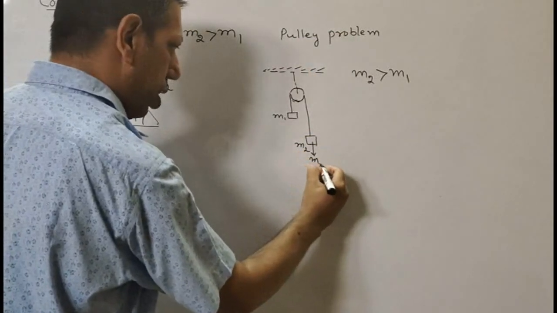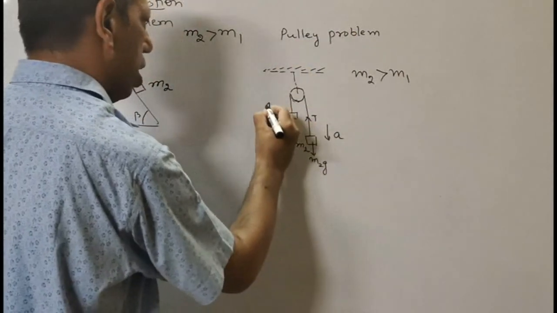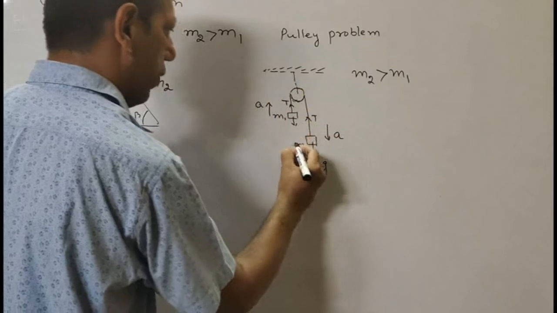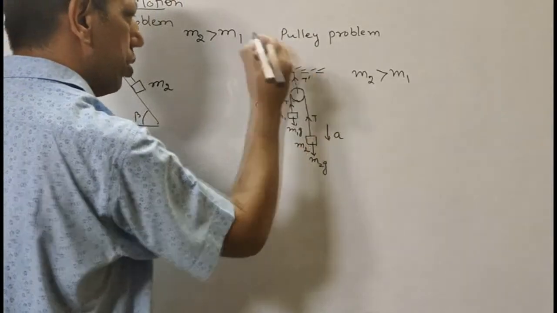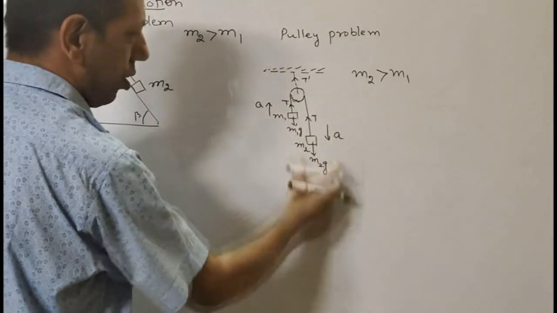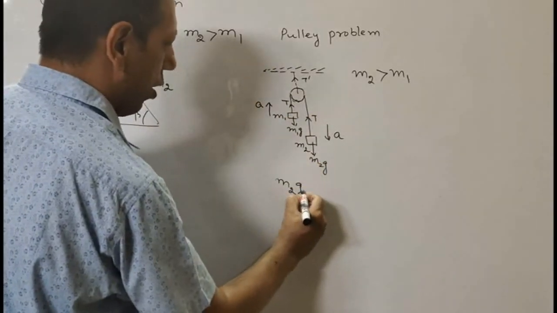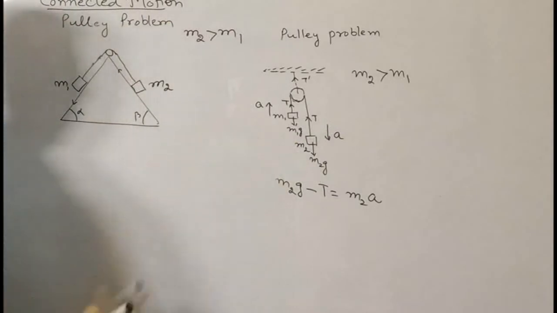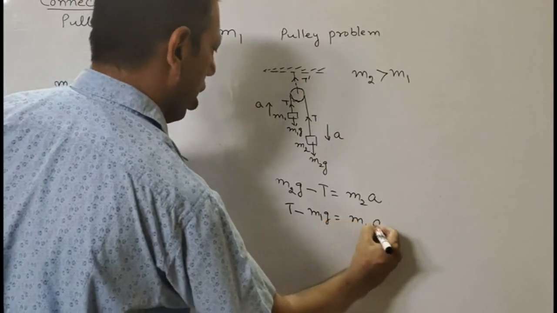M2G is acting vertically downward, tension upward, acceleration in the downward direction. This mass is going up, so acceleration is upward, tension is away from the body, and this is M1G, and here the tension is T dash. Now write the equation in the direction of acceleration: M2G minus T equals M2A. Similarly, write the equation for this: T minus M1G is equal to M1A.